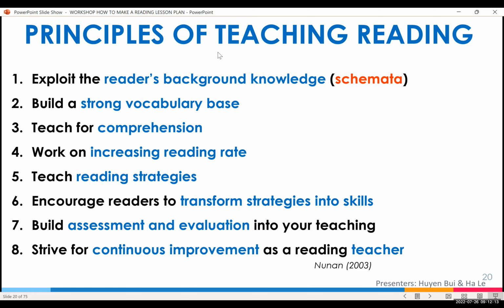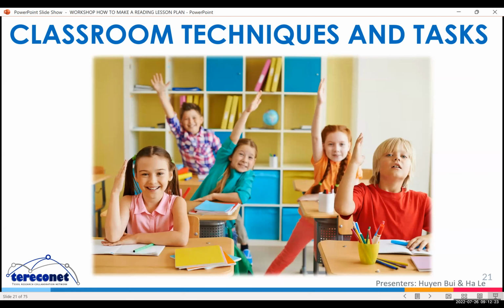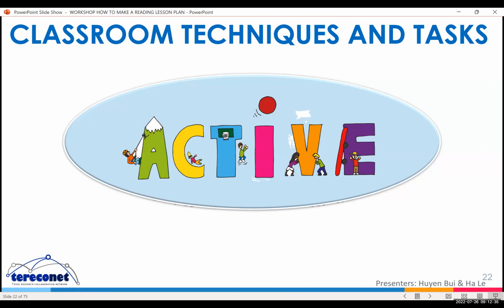So we will focus more on the students today with the 6 previous principles. From these principles, I will move to the classroom techniques and tasks. And I will have one word for you so that it is easier for you to remember the classroom techniques and tasks. That is the word ACTIVE. Each letter here, A-C-T-I-V-E, represents a phrase. It should be the first letter of the verb in the phrase.